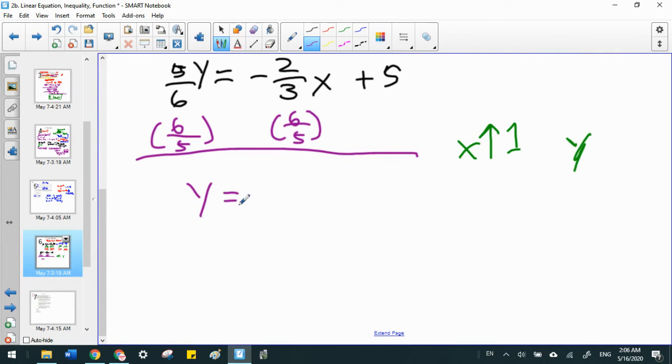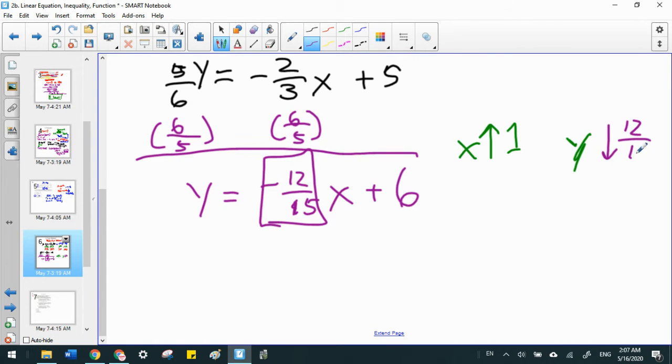And y would then in this case be negative 12 over 15 x plus 6. But the key thing here is to remember that the 6 is really not that important at all. What we get to focus on is that, okay, if y is equal to negative 12/15 x, that means when x goes up by 1, y goes down by 12 over 15. And then likewise, when x goes down by 1, y goes up by 12 over 15.